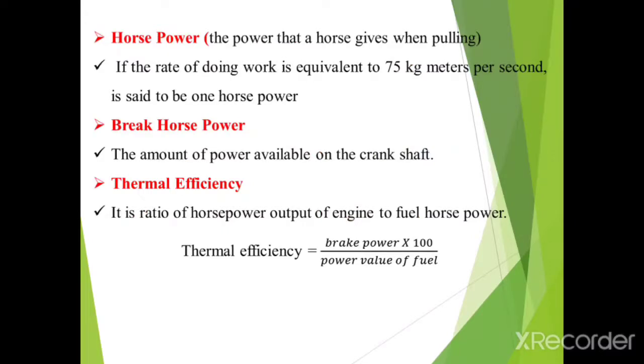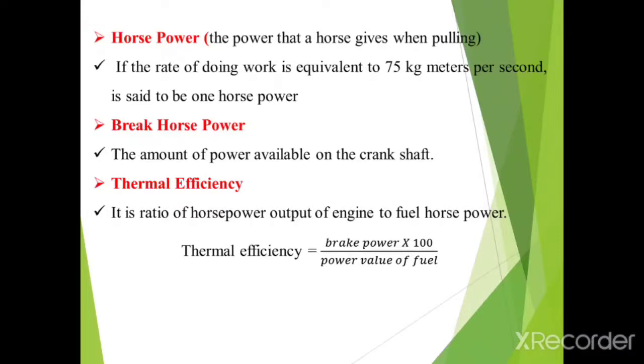Now the next definition is horsepower. The general meaning of horsepower is the power that a horse gives when pulling. It is named horsepower if the rate of doing work is equivalent to 75 kg meters per second, which is said to be 1 horsepower. The next definition is brake horsepower, also called BHP, the amount of power available on the crankshaft.